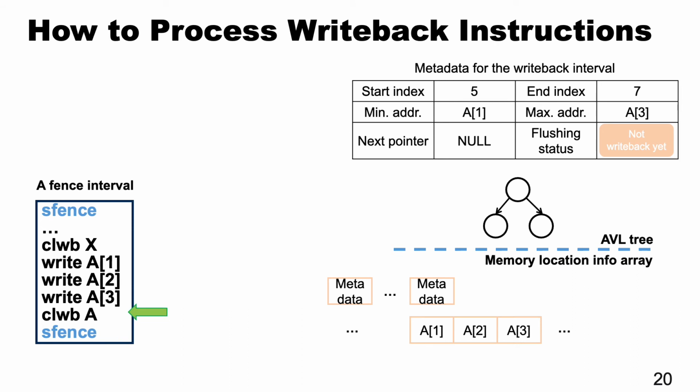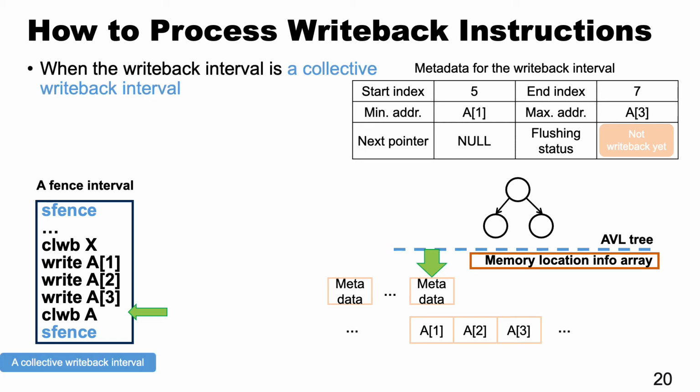Then, I show how PM Debugger processes write-back instructions. PM Debugger first updates memory location information in the array. To update the states in the array, PM Debugger travels the metadata one by one. If this write-back interval is a collective write-back interval, PM Debugger directly marks the flush states in the metadata as a collective write-back.